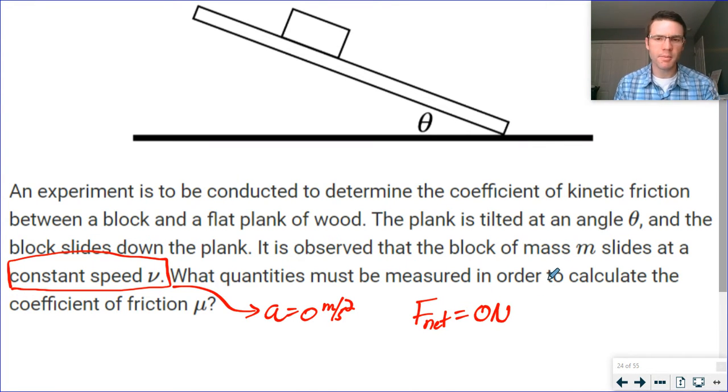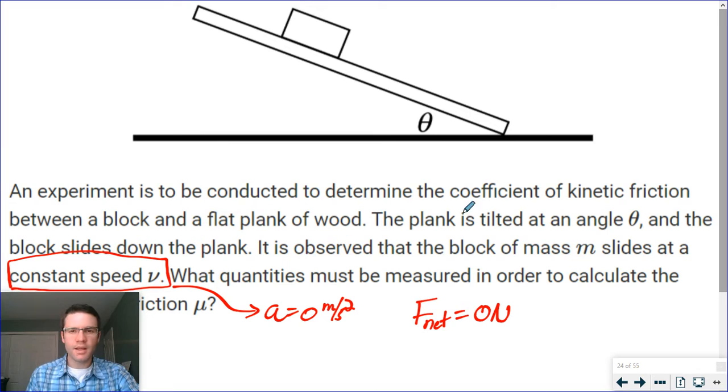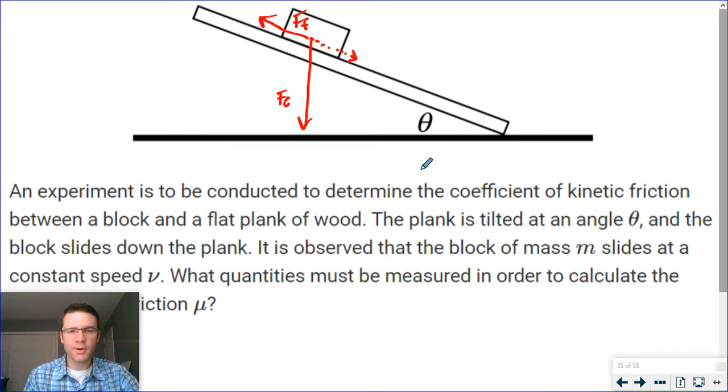What quantities must be measured in order to calculate the coefficient of friction? Well, to evaluate this guy, I was surprised this was one of our most missed problems because we did this lab, exactly this lab. So let's take a look at how you evaluate this. You want to draw a free body diagram first.